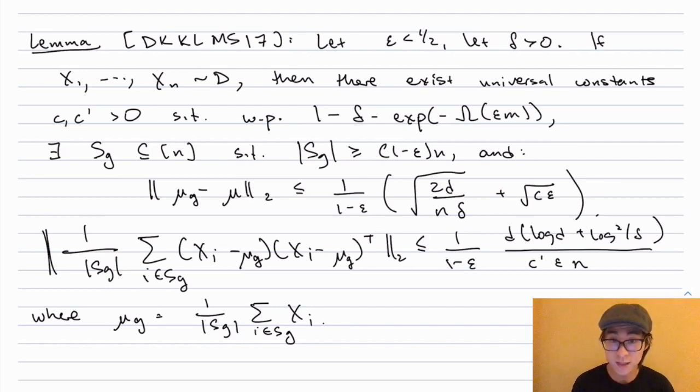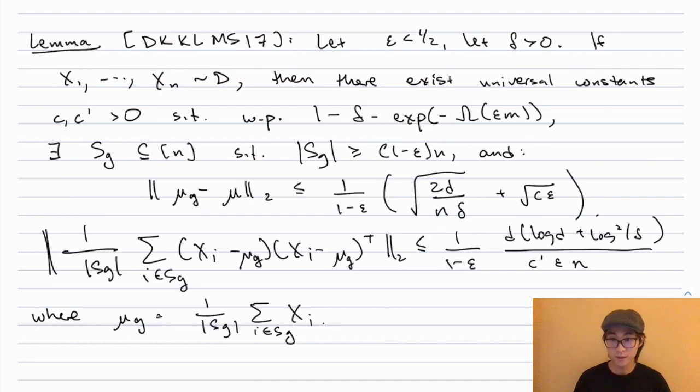If x1 through xn are just IID samples from D, then there exist universal constants such that with very high probability, there exists a set of points, S sub good, such that this is a large set of points, and the L2 norm between the true mean and the empirical mean of these set of points is upper bounded, and moreover, the empirical covariance of this set of points is also upper bounded in spectral norm.